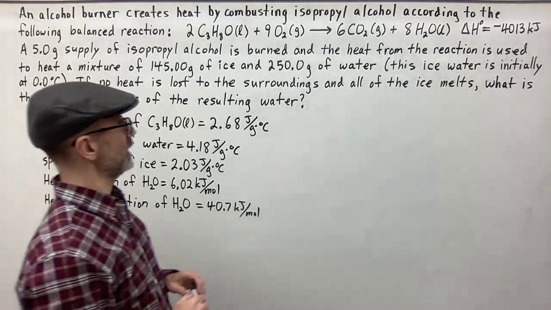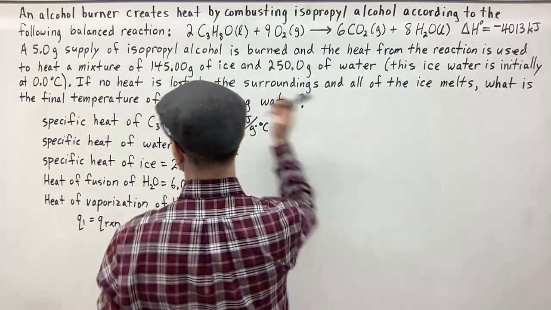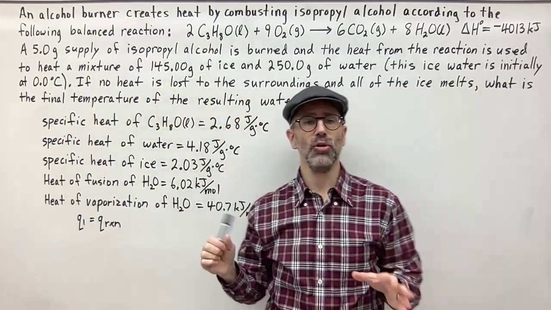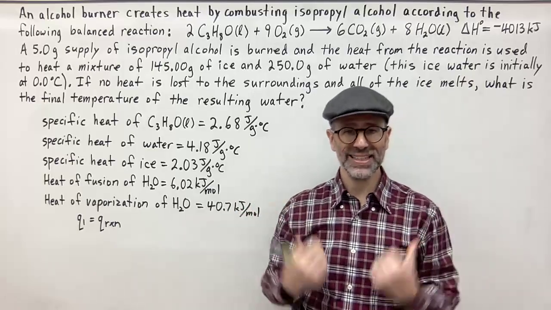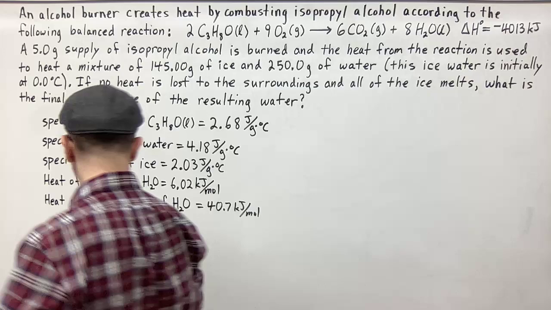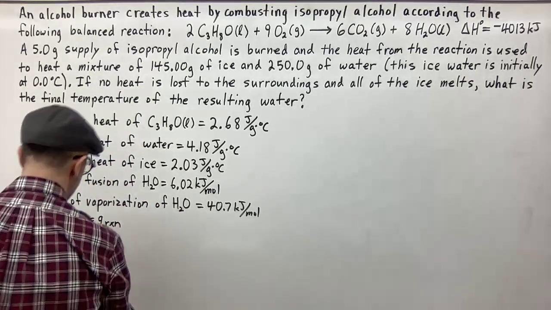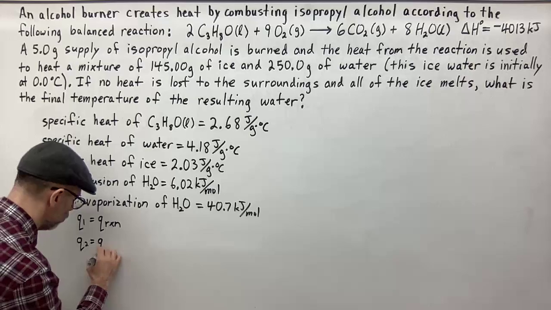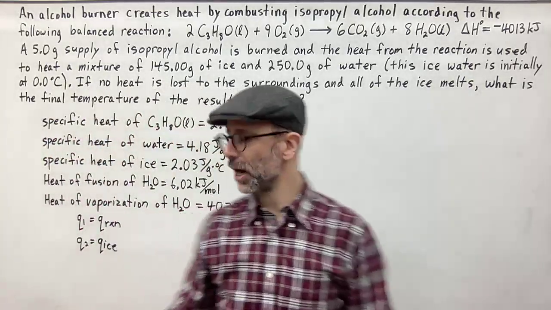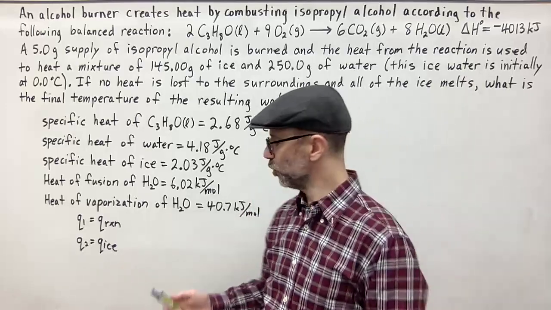Okay, what's the next thing? Well, we've got ice water. The ice water is a mixture of 145 grams of ice. We're told that the ice melts. So the ice is absorbing heat in order to melt. So that's going to be Q2. Q number 2, we'll call that Q ice. So that's the amount of heat absorbed by the ice to get it to melt. Okay, so we've got Q1, we've got Q2.